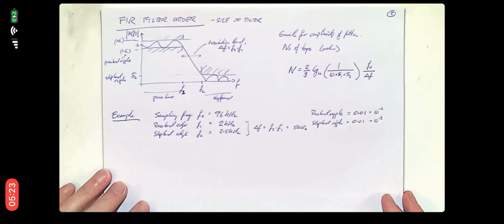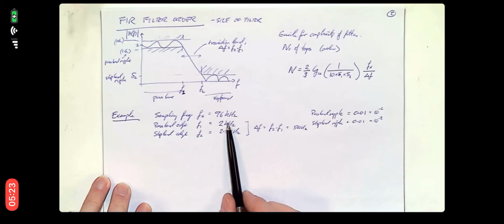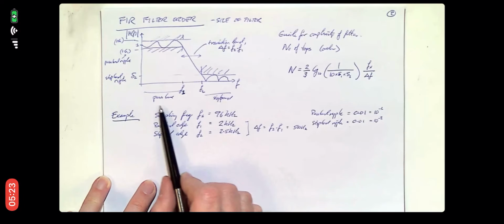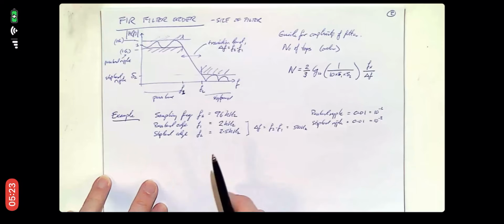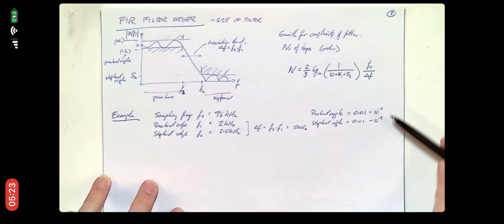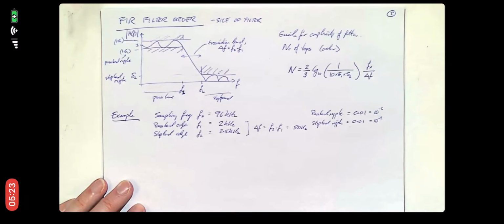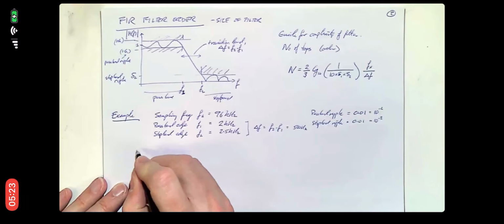So for this particular filter, which has got quite a high sampling rate here, passband and stop band are a long way down from 96 kilohertz. And you can see already here that the ratio between Fs and delta F is quite large. So this is going to lead to a relatively large number of taps. Let's have a look at the order for this one.